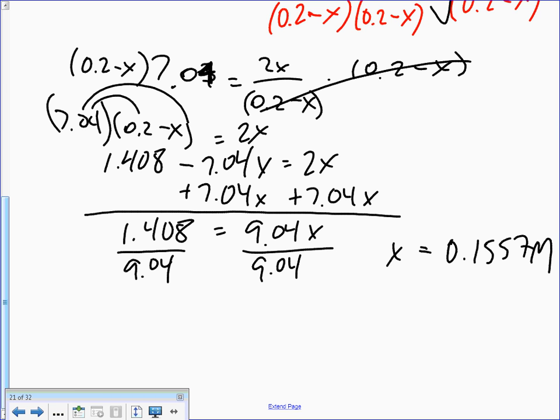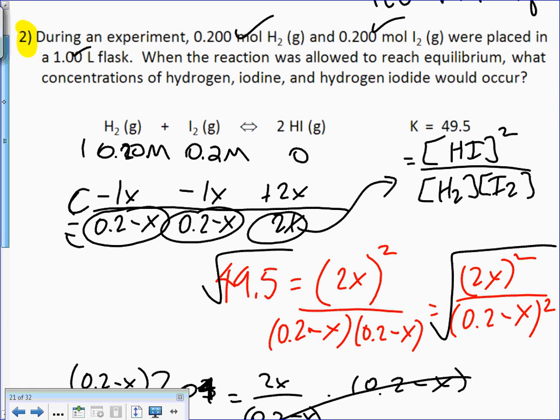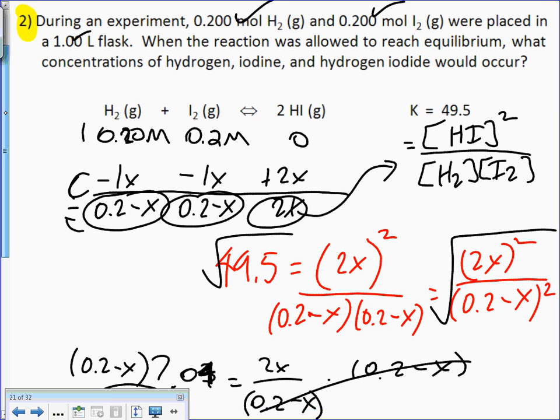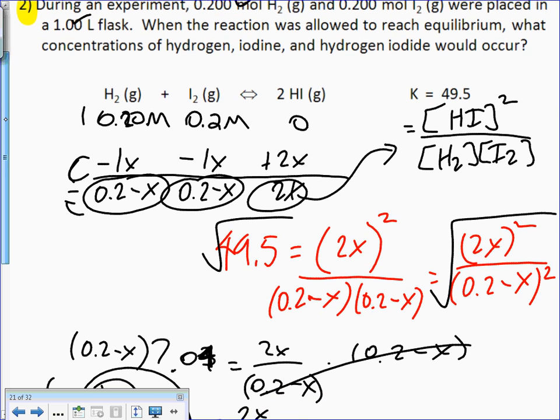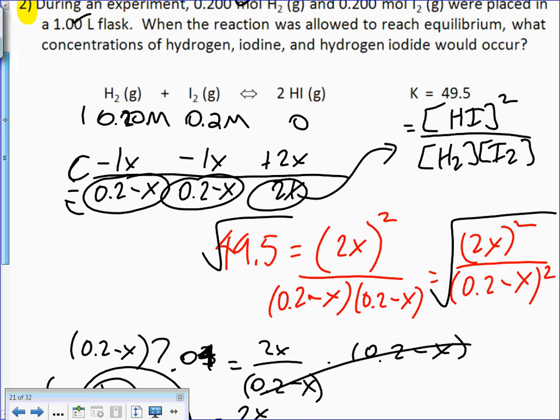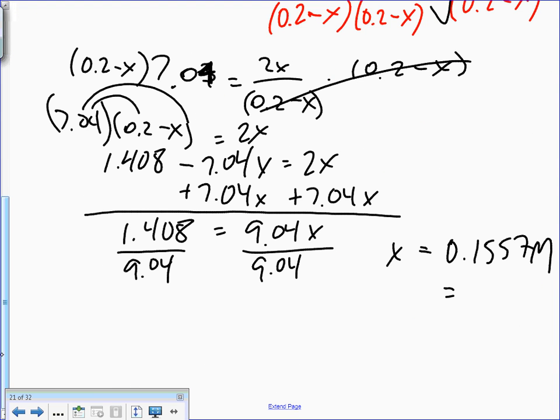This is the concentration of what the heck did we just solve for, guys? Concentration of what? None of them. That's just x, right? So what's the question again? What are the concentrations of iodine, hydrogen, and hydrogen iodide? So we found x though, right? But wait. So what do we need to do? Apply the x here, here, and here. All right, so tell me what those are. You know what x is.